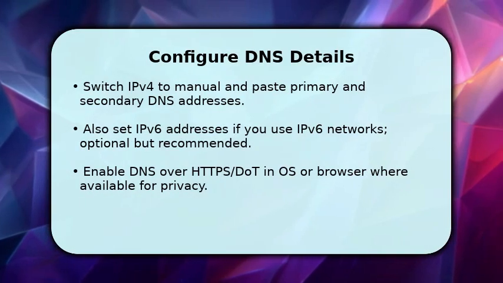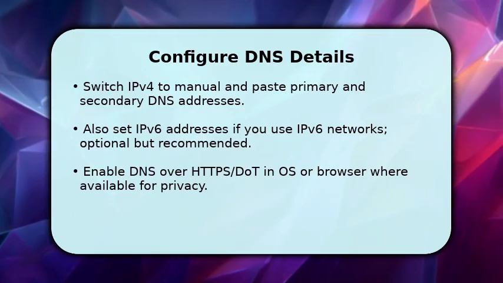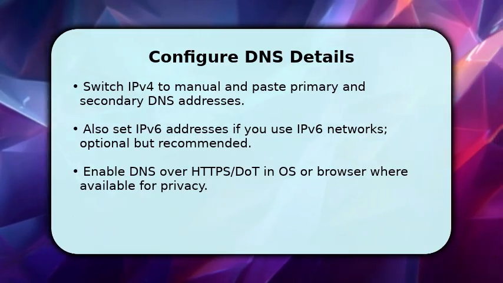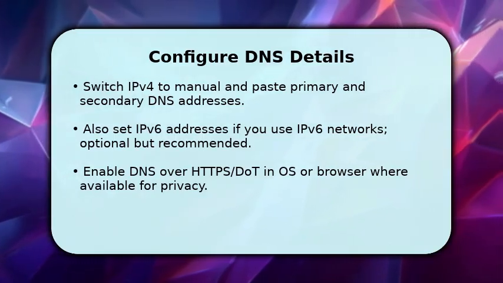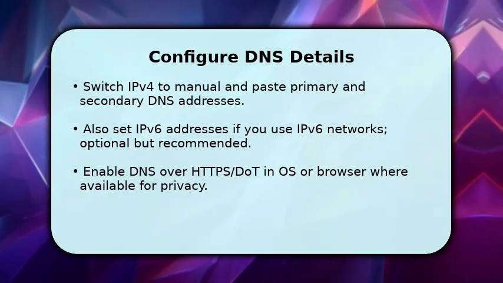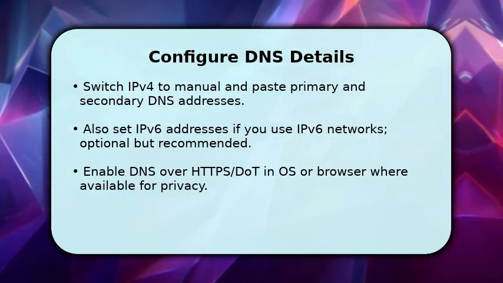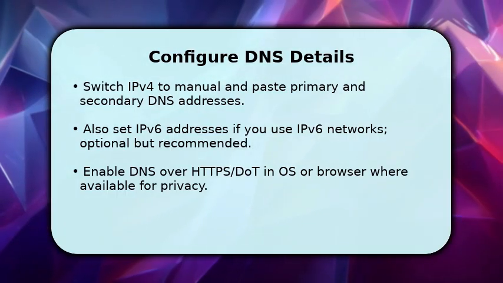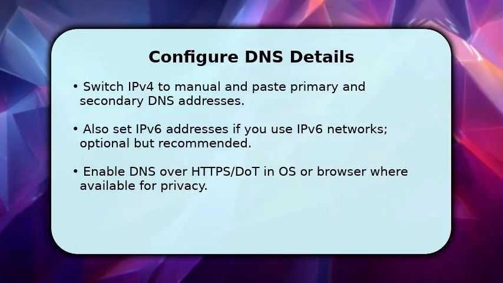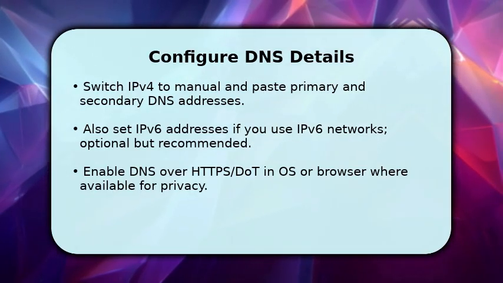Now enter the numeric DNS values. Put the primary in the top field and a reliable secondary below it for redundancy. If your network uses IPv6, also add the v6 addresses, otherwise leave IPv6 automatic. Make sure to prioritize the new entries rather than leaving them appended.